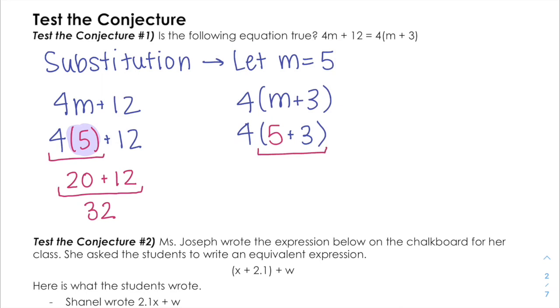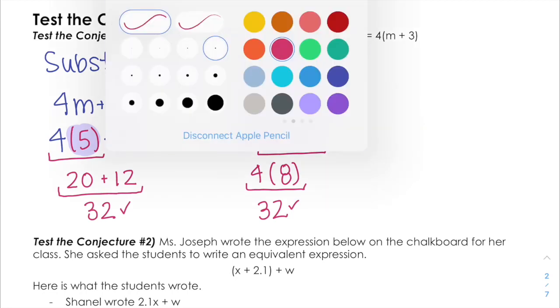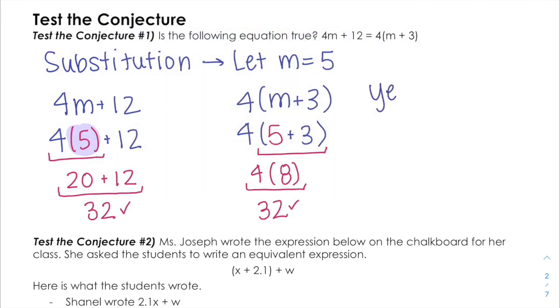We got to solve what's inside parentheses first. 5 plus 3 gives us 8. We bring down our 4. Now we have to do the multiplication, and 4 times 8 is 32. So if you check, we did get the same value on both sides of our expression. So these expressions are equivalent. So let's go ahead and write that out. Yes, they are equivalent.